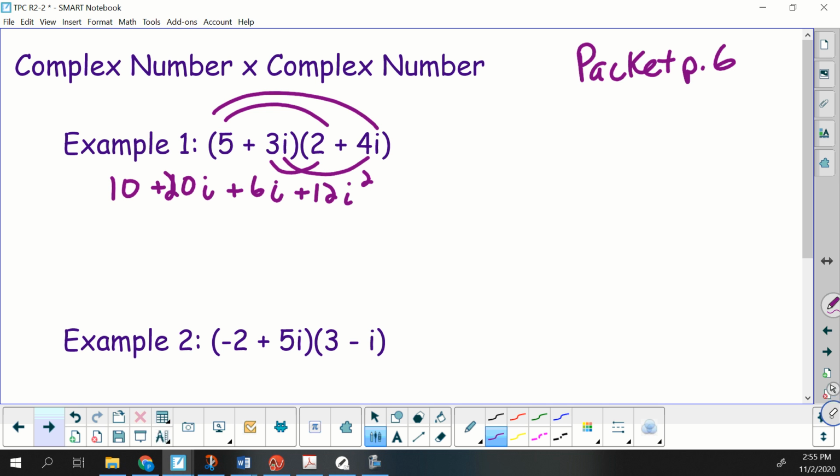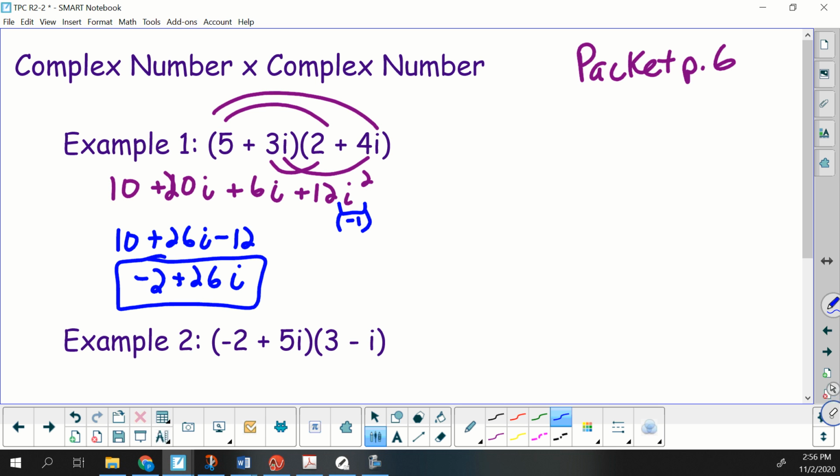The key thing to remember is that i squared is the same as negative 1. And if you're unsure of that, you can just do i, which is with the pi button. Do that squared, and your calculator will give you back negative 1. So this becomes 10. 20i plus 6i gives us 26i. And negative 1 times 12 gives us negative 12. Well, the 10 minus the 12 gives us negative 2 plus 26i. And that would be in what's called simplest a plus bi form, where you do the real part first and the imaginary part second.